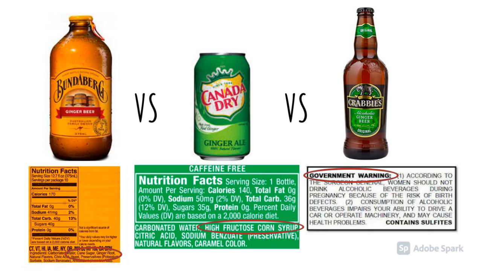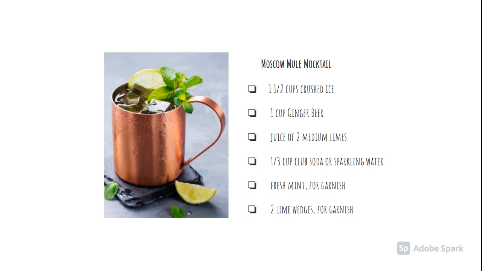To ensure that you buy what you're looking for, you can simply look at the labels. Ginger ale typically has high fructose corn syrup, while ginger beer has actual ginger root and yeast, and the incorrectly named ginger beer that does contain alcohol will have a Surgeon General's warning on the side. Another fun fact is that ginger beer is the main ingredient in a Moscow Mule, which can be made non-alcoholic using the recipe at the right.